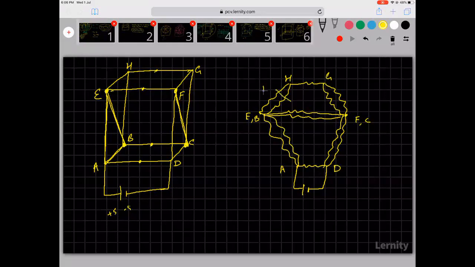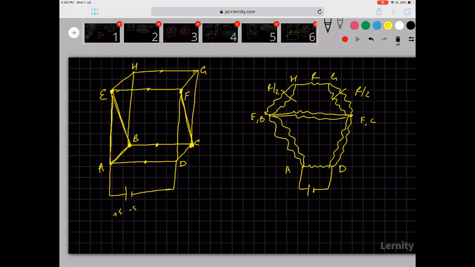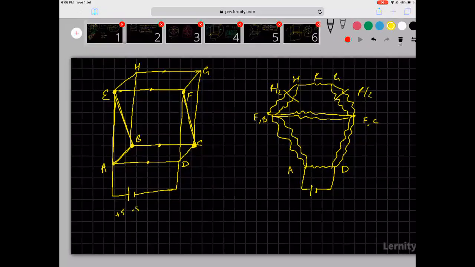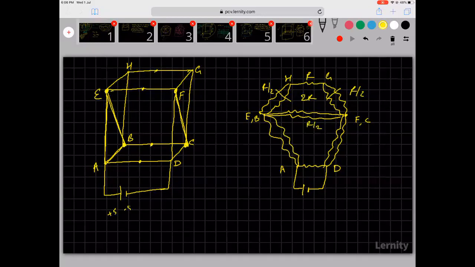So these two are R by 2. This is R. This is R by 2. Then this two, if you add all of them, it will become 2R. This is R by 2. So 2R and R by 2 are in parallel. So you can work that out. 2R into R by 2 divided by 5R by 2. 2 gets cancelled, R R gets cancelled. So it is equal to 2R by 5. So this is 2R by 5.